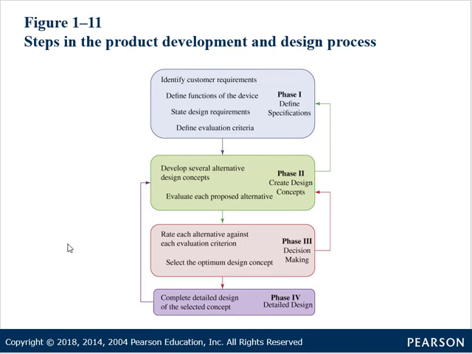This was a slide from your textbook. I just thought it was very interesting about how to go about the steps in product development and design. So the first step comes with define the specifications. And that's what I was talking about. What are the functions, design requirements, and then the evaluation criterion. And then phase 2 was generate concepts, initial concepts, and then evaluate each of them. And once we get that done, we get this decision-making process. That's where evaluation comes in. Rate each alternative against each evaluation criterion and select the optimum design.